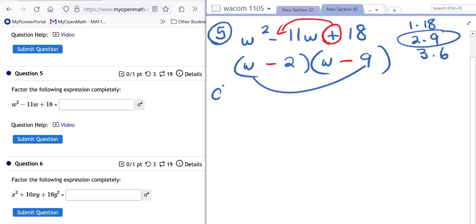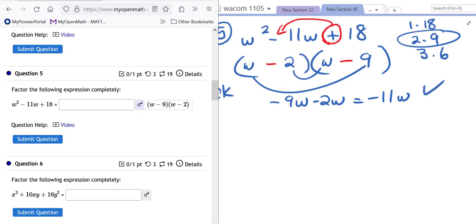Your check, minus 9w on the outside, minus 2w on the inside gives us minus 11w, which is good. That's what I wanted. Good.